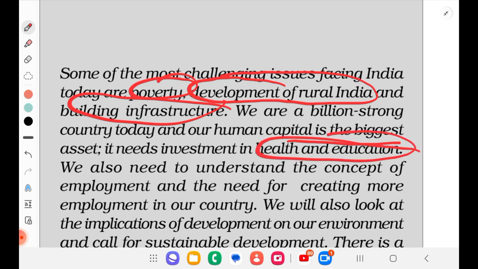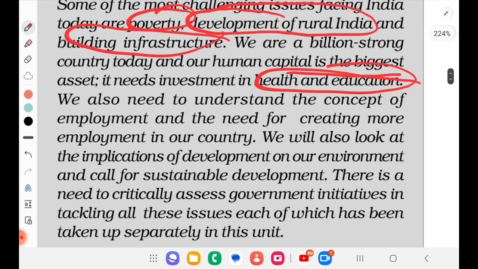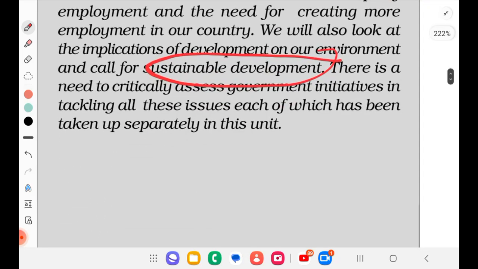We also need to understand the concept of employment and the need for creating more employment in our country. We will also look at the implications of development on our environment and call for sustainable development. There is a need to critically assess government initiatives in tackling all these issues, each of which has been taken up separately in this unit.